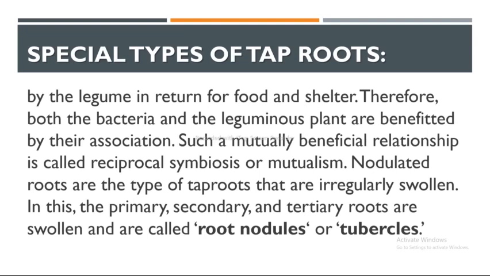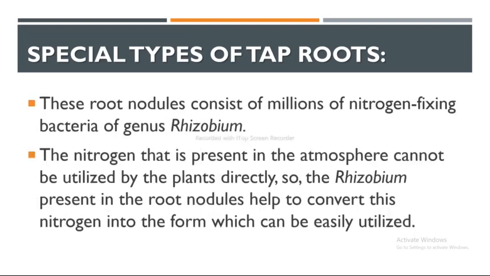So nodulated roots are the type of taproots that are irregularly swollen. In this, the primary, secondary and tertiary roots are swollen and are called root nodules or tubercles. These root nodules consist of millions of nitrogen-fixing bacteria of genus Rhizobium.